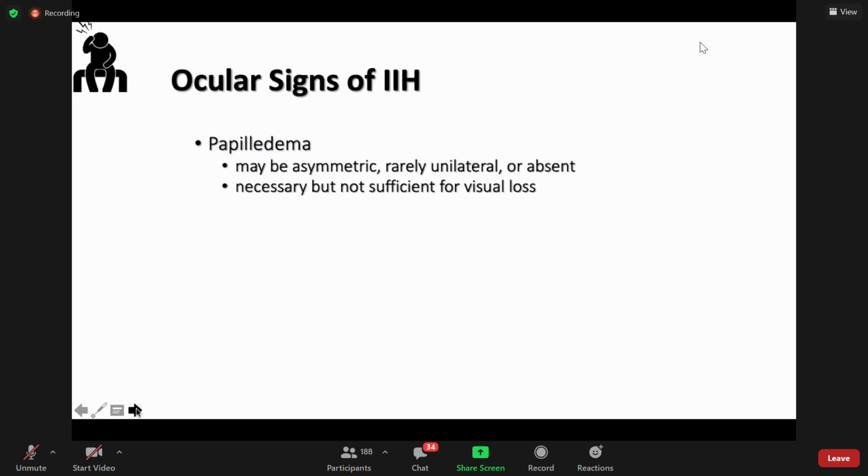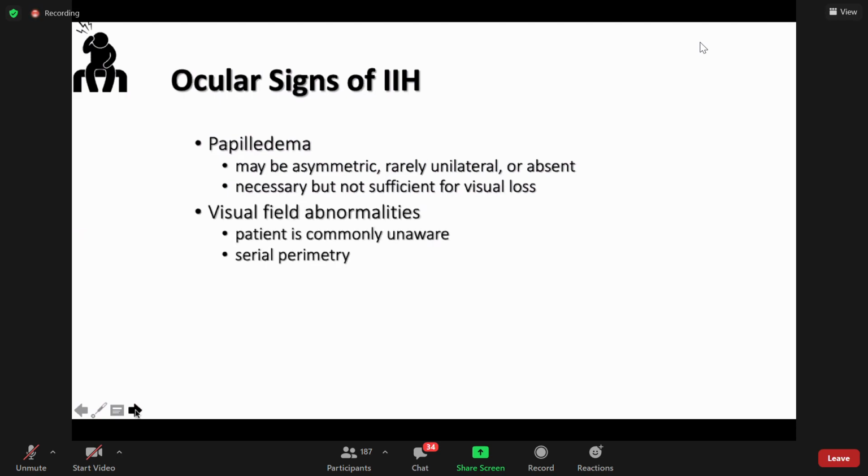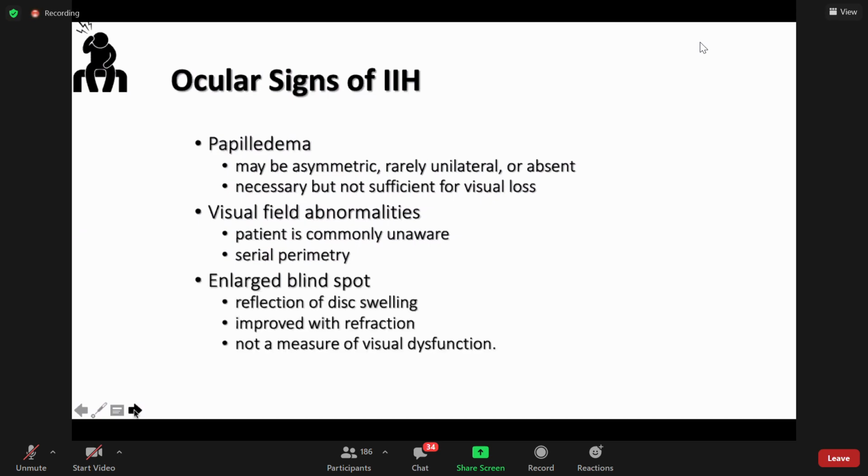Once we have these symptoms, we look inside the fundus and we find papilledema. Once we find papilledema, that's a sign of raised intracranial pressure. If we do visual fields, the patient is not usually aware of change in their visual field, but we follow the patient with serial perimetry. There might be an enlarged blind spot, which is the reflection of disc swelling and elevation in the fundus.